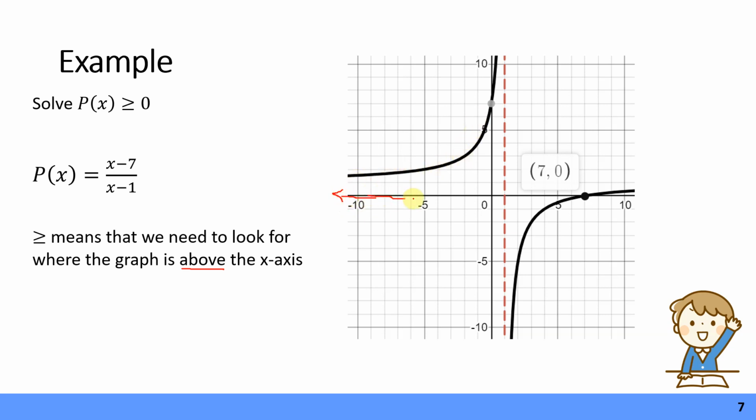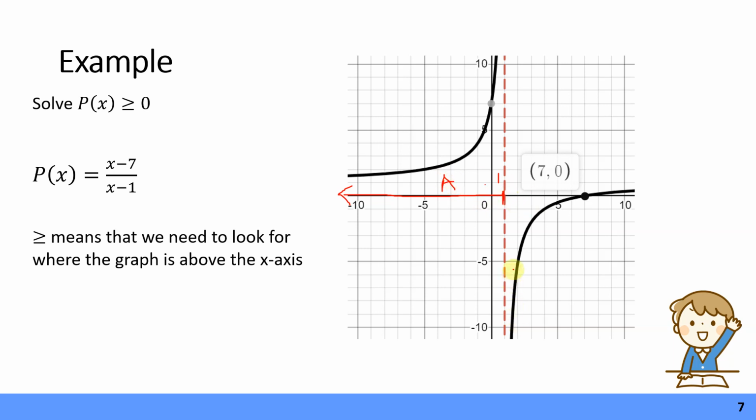So from here all the way to, not there, sorry, till my asymptote. Let me go ahead and erase that. Let me just start again. So from negative infinity all the way to my asymptote, which is right here. That asymptote is positive 1, right? So my asymptote goes all the way to positive 1. And then from here to here, the graph is above in this part.